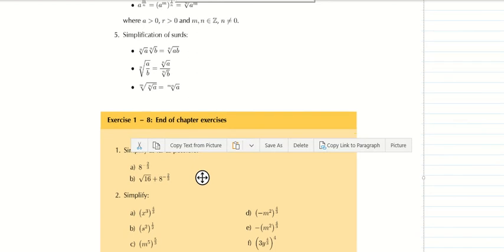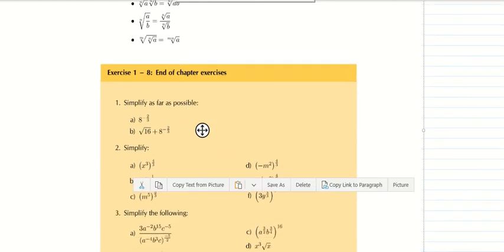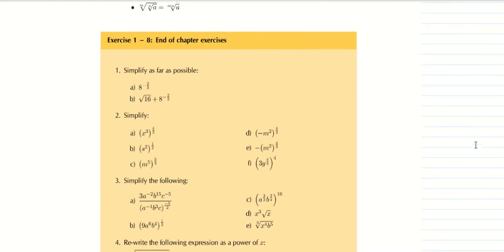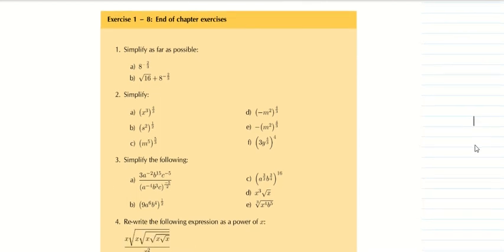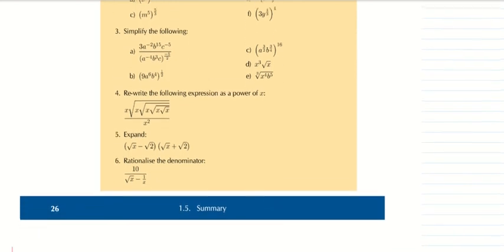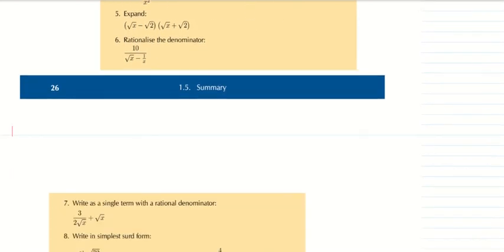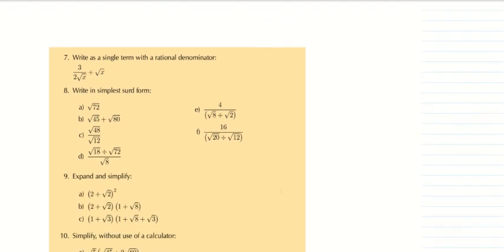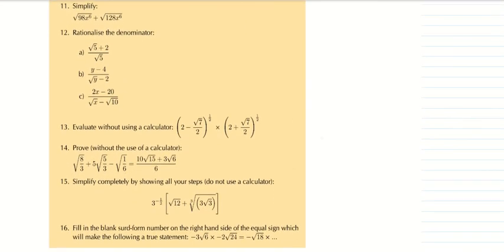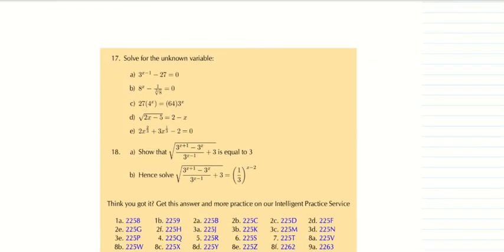So exercise 1.8 is the end of chapter exercise. I would advise you to go through this on your own time. I'm not going to waste too much time on that. So simplify as far as possible. Simplification is fairly easy, you're not supposed to have any struggles with this. If you have struggles, you can come see me. So I would advise you to do this on your own time over the course of the weekend. If there are any problems, please do come speak to me.